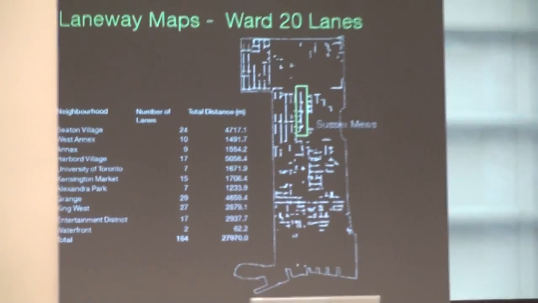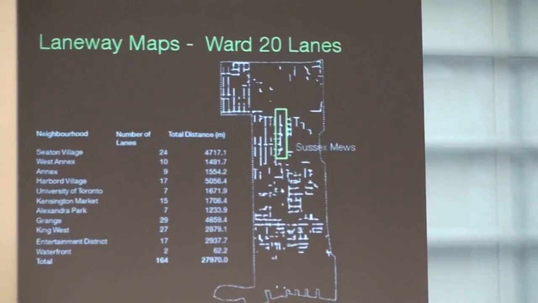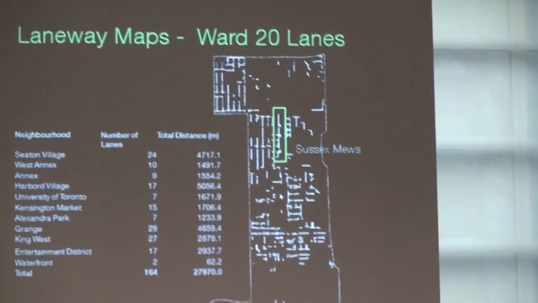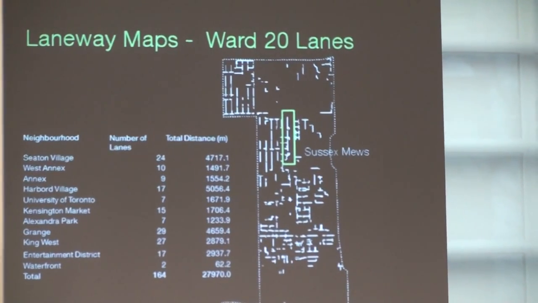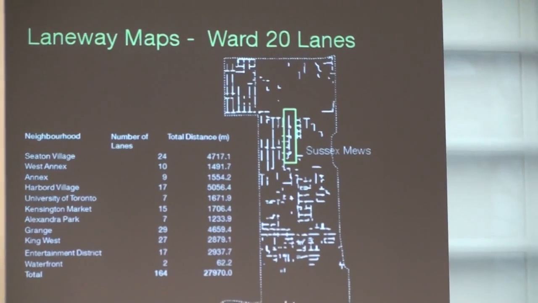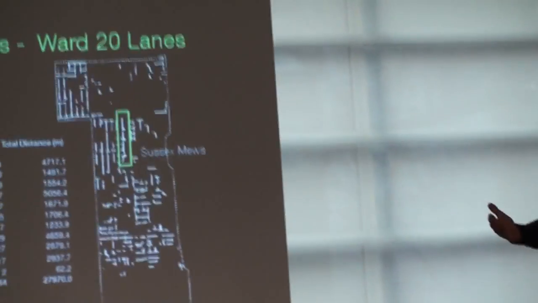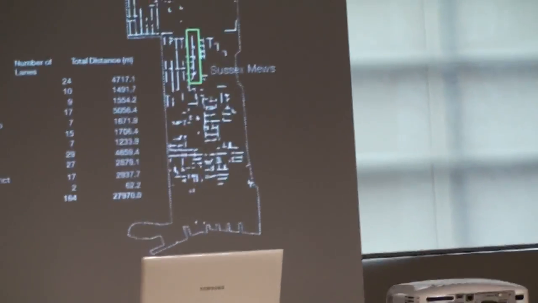So where are the lanes, and how many are there? It was difficult to tie down the exact number of lanes within the ward just because they're broken up across so many blocks. So in counting the lanes, we used a system based on a lane such as Sussex Mews, where connectivity was consistent or continuous through several blocks. And in doing so, we found approximately 164 individual lanes within the ward, which if you were to align them end to end, you would find that they add up to 28 kilometers. So what does that mean in terms of length? That would drive you three quarters of the way across the city of Toronto, or 1.5 times around the ward itself.